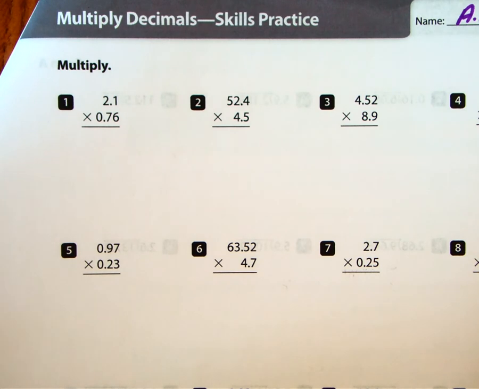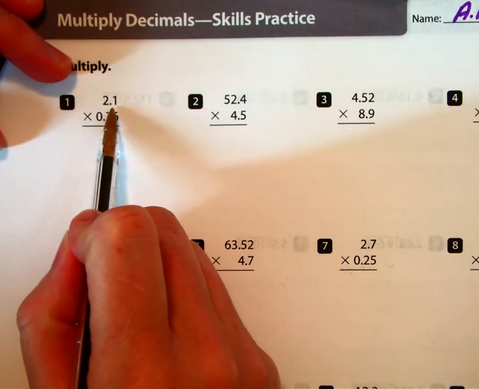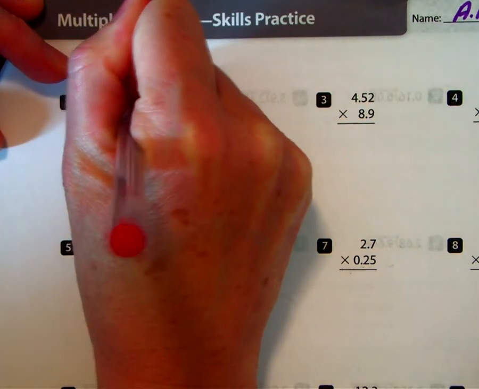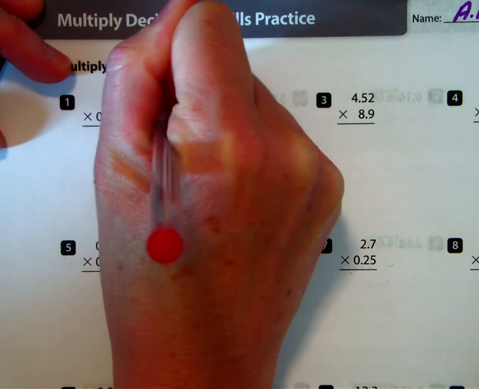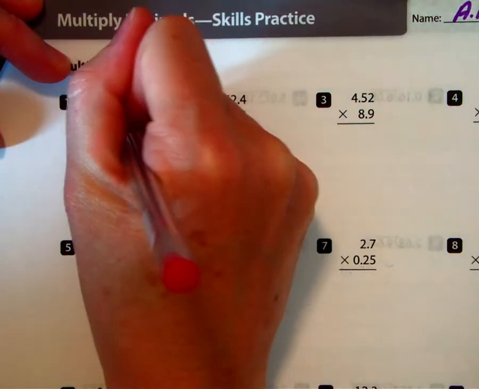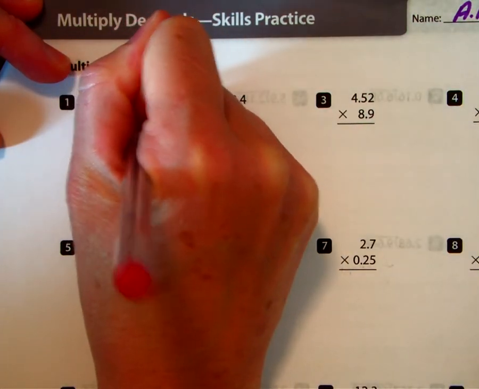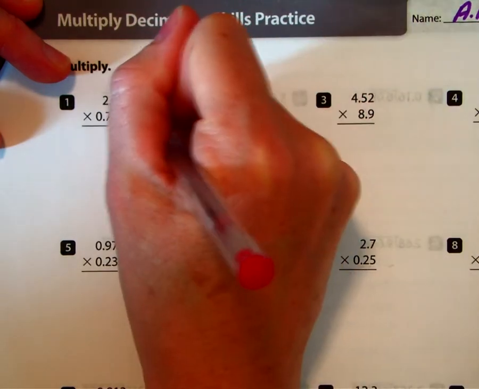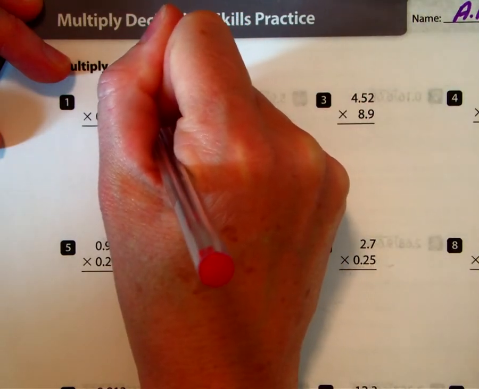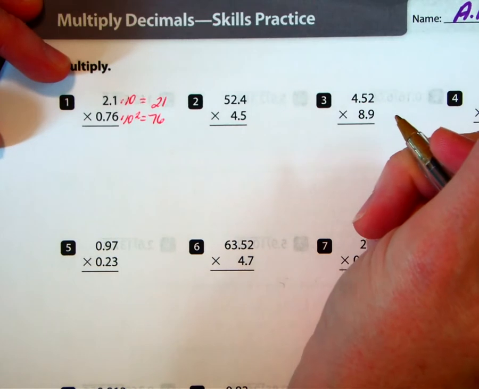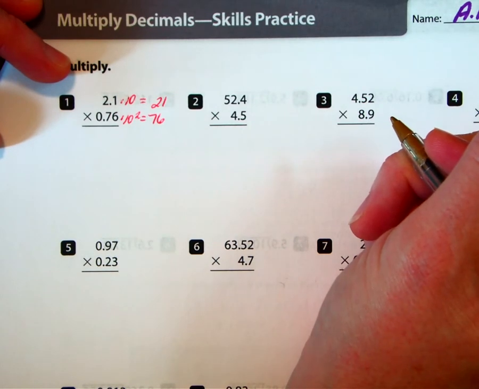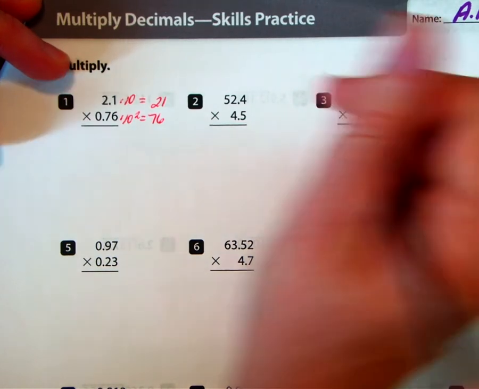When you multiply decimals, you want to create two whole numbers so that you're just multiplying whole numbers and then you can put the decimal back. What do I mean by that? I want to get this decimal out of here. If I multiply by 10, I am now 21. If I multiply by 10 to the second power, I am now 76. Once I do that, I can multiply as usual. Let's try that out.